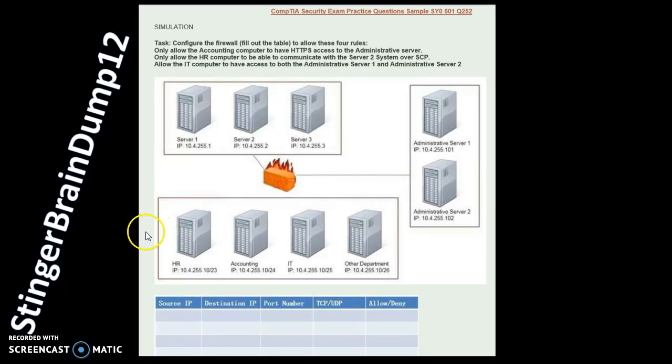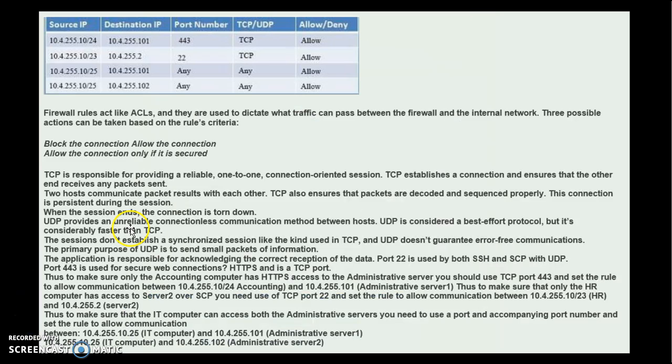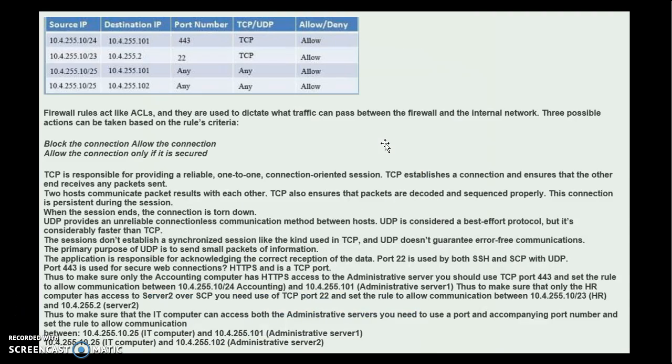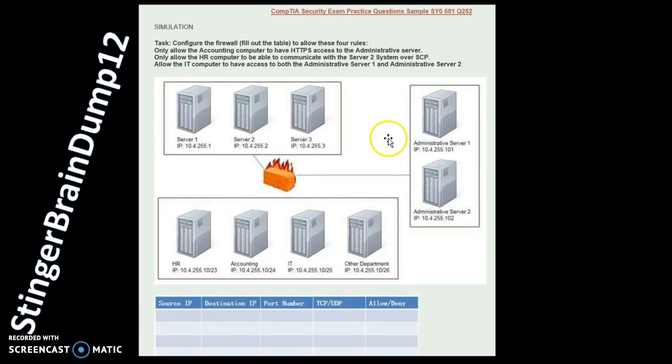Let's take a look really quick at the next slide, just so I can make sure I'm doing this right. Yep, they're both TCPs. This one and the next one. So it's over TCP, and it's going to allow that to be able to communicate with each other. So, yeah, we got the accounting, we have administrative 1, port 443, and it's going to be TCP, and it's going to be to allow.